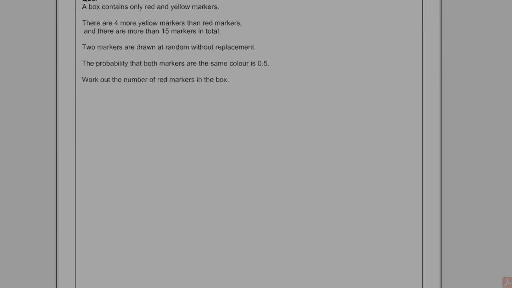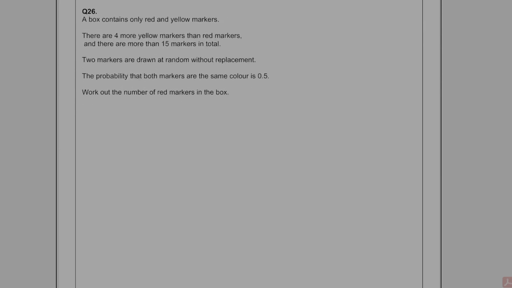Right, question 26. A box contains only red and yellow markers. There are 4 more yellow markers than there are red markers, and there are more than 15 markers in total. 2 markers are drawn at random without replacement. The probability that both markers are the same color is 0.5. Work out the number of red markers in the box.